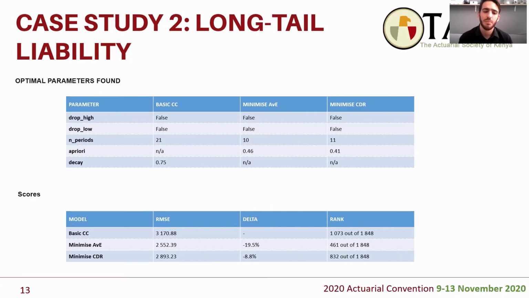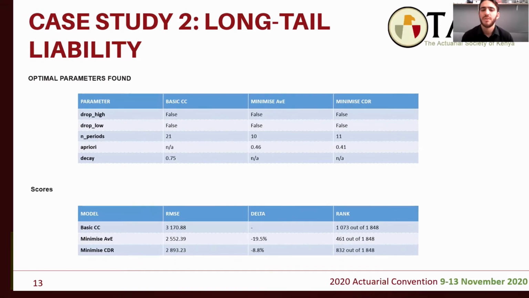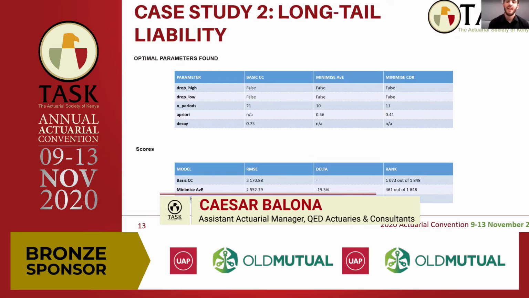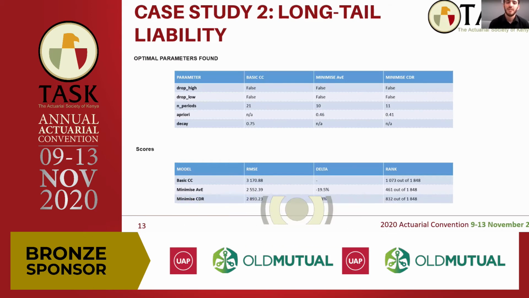So looking at the bottom table, we assess the scores on the true unseen data. So we assess the true performance of these models. And we see that with the basic Cape Cod approach, we get a root mean squared error of about 3,200. And then minimizing the AVE performs a lot better, about 20% better, with a root mean square error of about 2,500. And then minimizing the CDR, better than the basic Cape Cod, but not quite as good as the AVE at 9% lower.